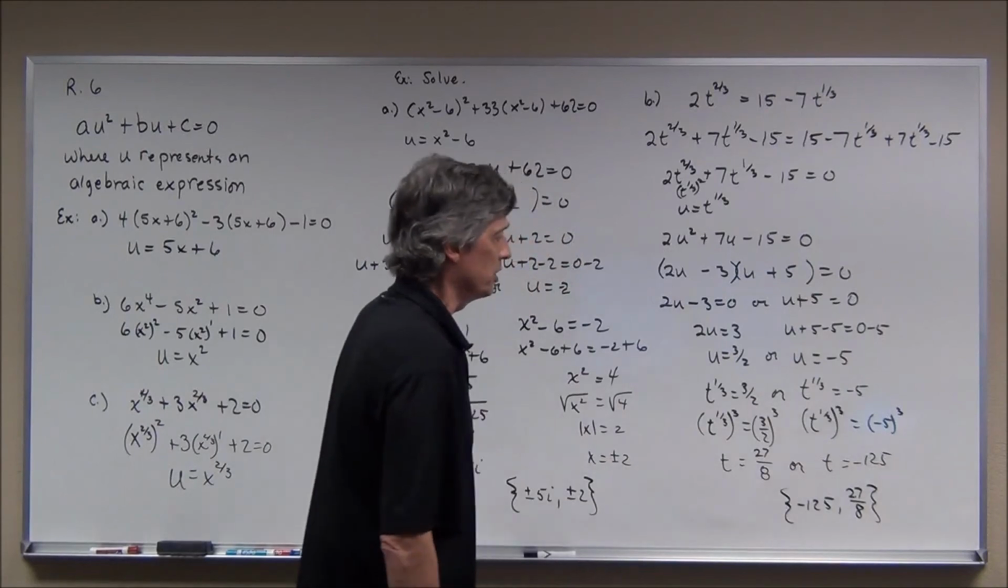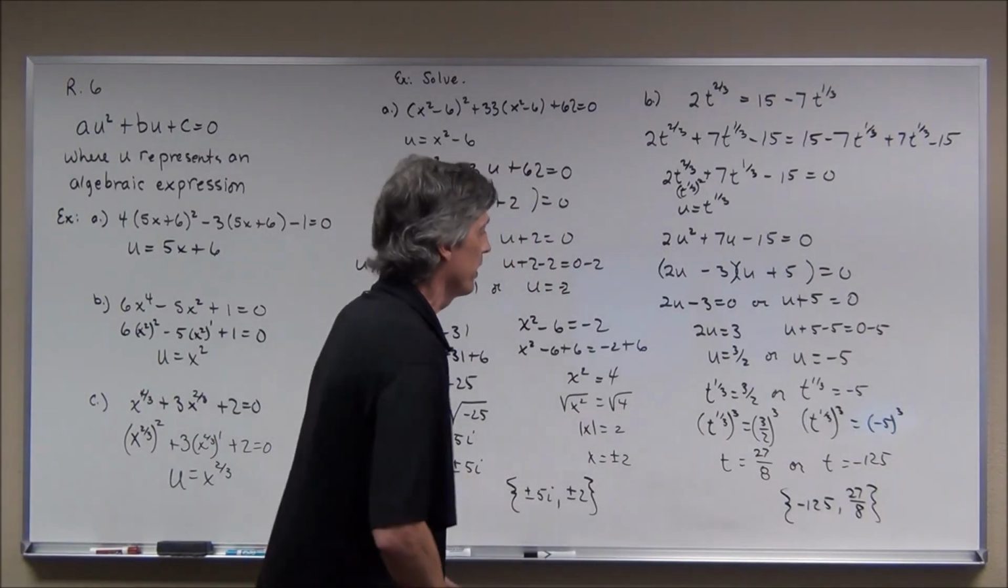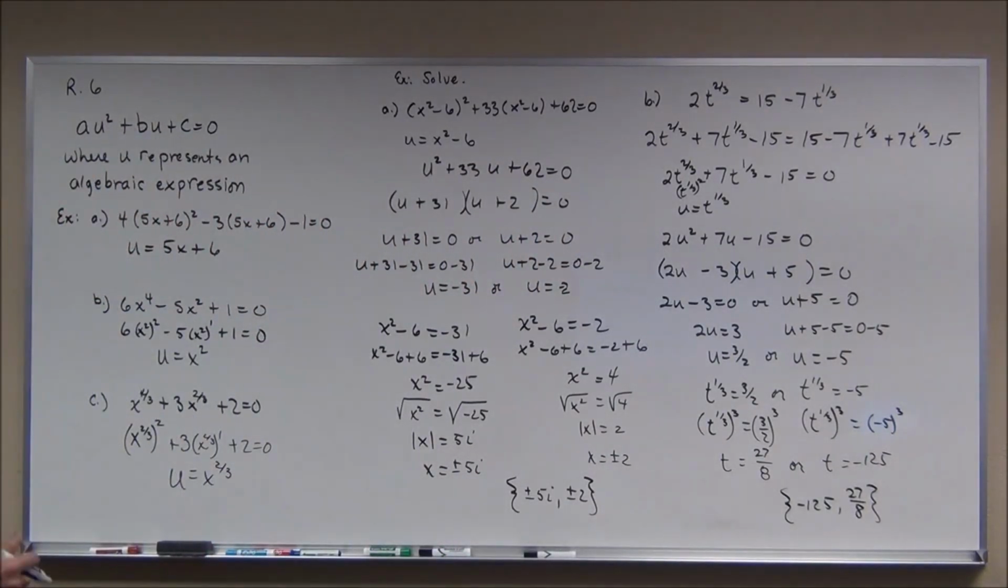Leave 27/8. I mean, if you want to write it as 3 3/8, that's fine. You don't have to change everything to a decimal and get your calculator out. It's okay to have an improper fraction as long as it is reduced.